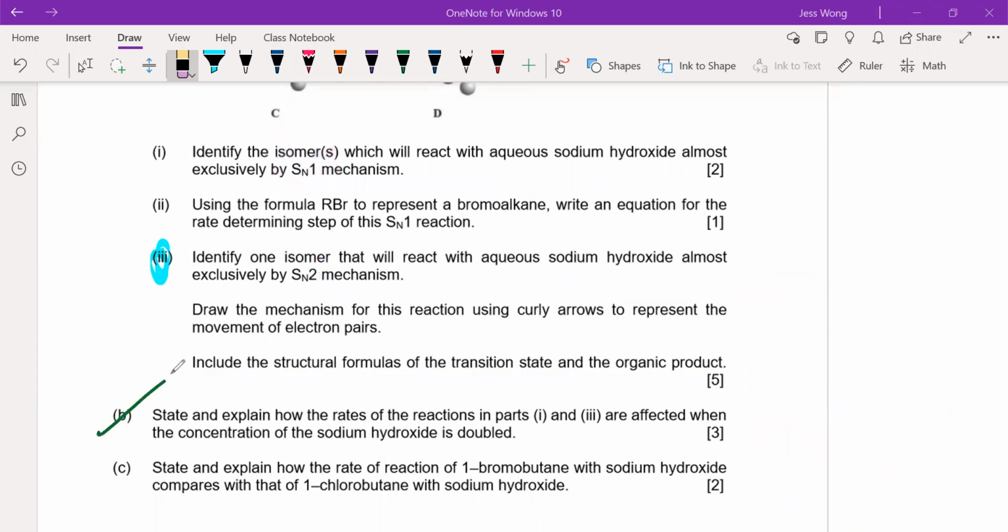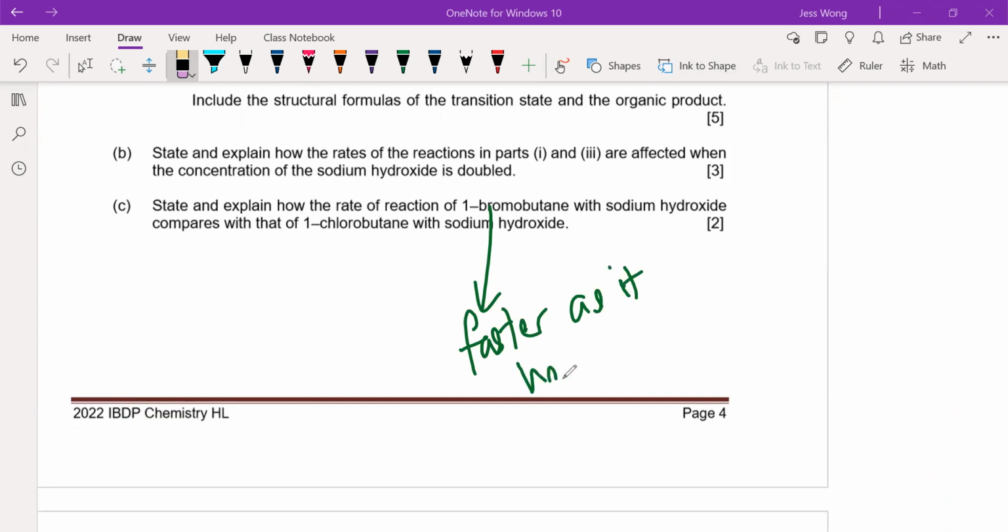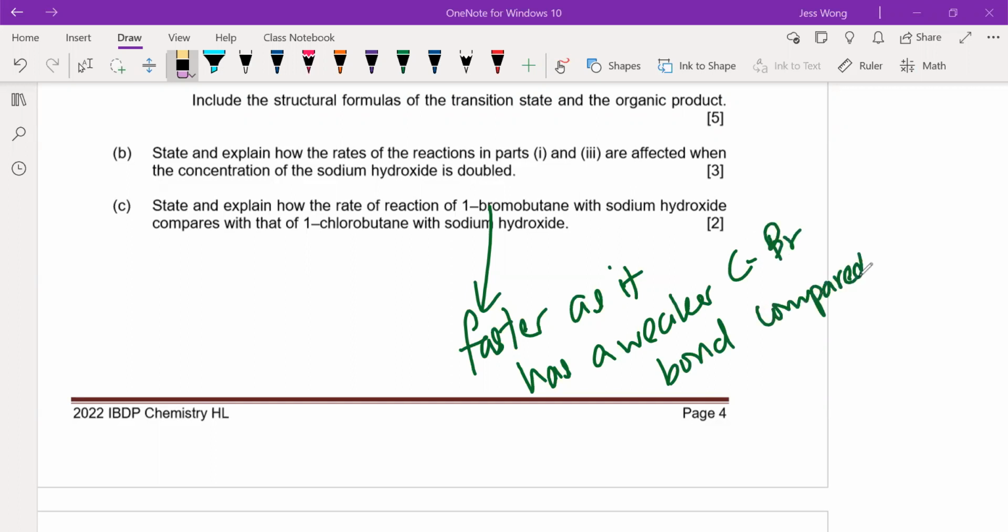Now, state and explain how the rate of reaction of 1-bromo versus 1-chloro compares. Again, bromo will be faster because of a weaker bond energy. So this will be faster as it has a weaker C-Br bond compared to a C-Cl bond. Okay, so that is for part C.